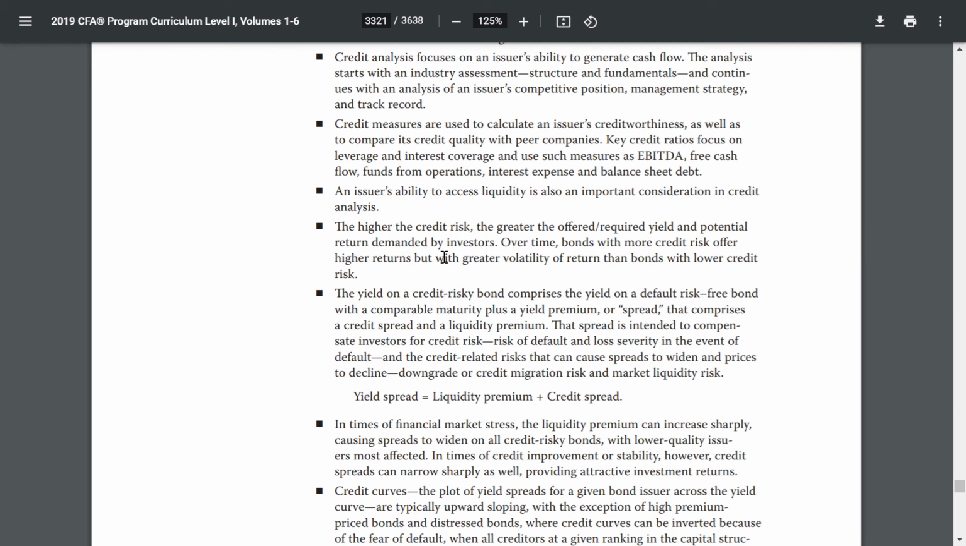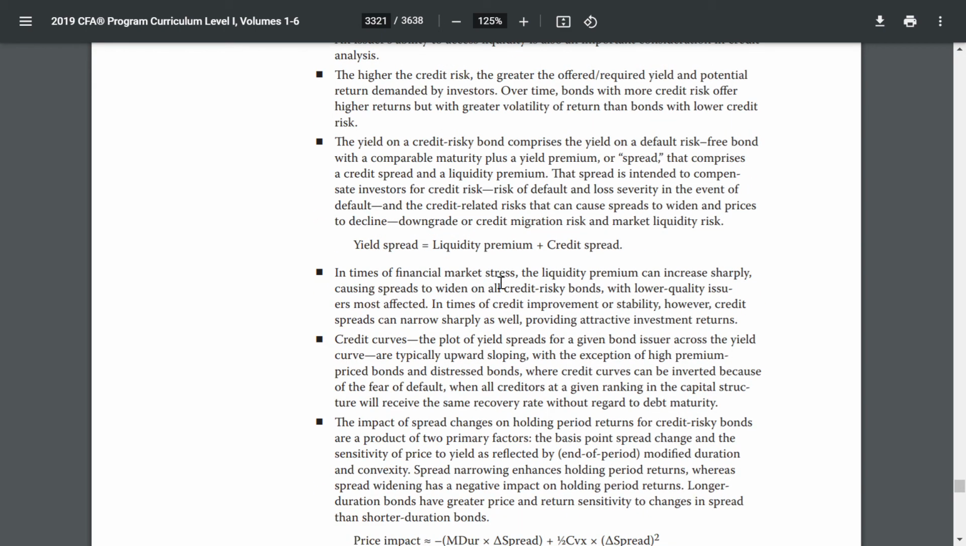The higher the credit risk, the greater the required yield and potential return demanded by investors. Over time, bonds with more credit risk offer higher returns with greater volatility of return than bonds with lower credit risk. The yield on a credit risky bond comprises the yield on a default risk-free bond with a comparable maturity plus a yield premium or spread that comprises a credit spread and a liquidity premium. That spread is intended to compensate investors for credit risk. Yield spread is equal to liquidity premium plus credit spread.